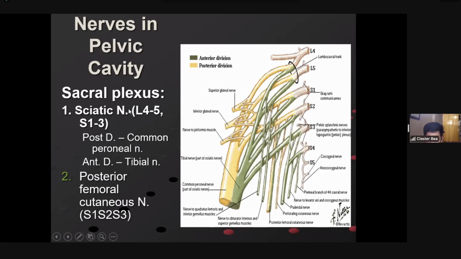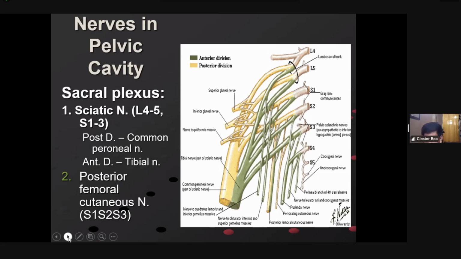Now, coming from the sacral plexus of nerves would be the sciatic nerve. It's the biggest nerve, coming from L4, L5, and all the way from S1 to S3. Now, the sciatic nerve is like two nerves found in a single trunk, where the posterior division, half of the sciatic nerve, will give rise to the common peroneal nerve, and the anterior division half will give rise to the tibial nerve. Then you also have your posterior femoral cutaneous, which comes from S1 to S3.